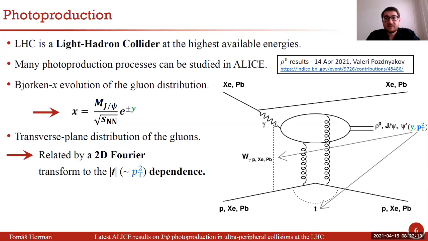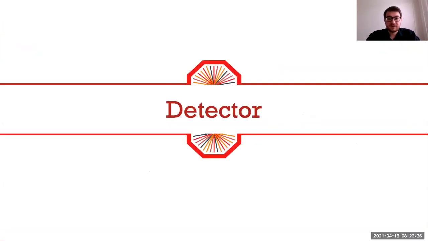And we are able to explore the gluon PDFs at different Bjorken x values, which you can see is connected to the kinematics of the collision by the formula. And we are also able to look at the transverse plane distribution of the gluons because it's related by a 2D Fourier transform to the t dependence or pT squared dependence of the cross section. So now let me similarly briefly talk about the detector itself, which we use to measure the data.